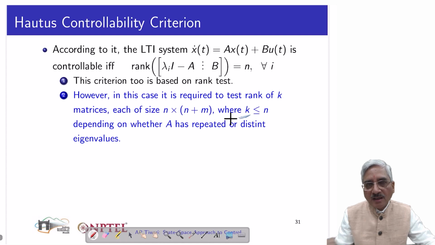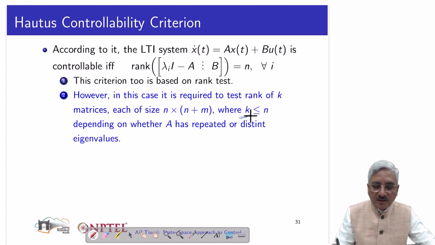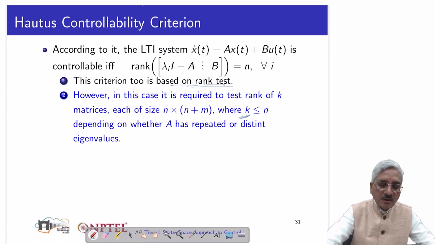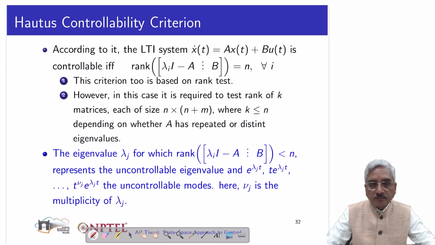So if all eigenvalues are distinct, then it will be n times, and if some eigenvalues are repeated, then for repeated eigenvalues it has to be done only once. For each repeated eigenvalue, only once. So it will be required to be done fewer times. So this is the advantage, and it is based on the rank test, which is simpler to do. Also, there is no transformation involved. Only the eigenvalues are to be evaluated.